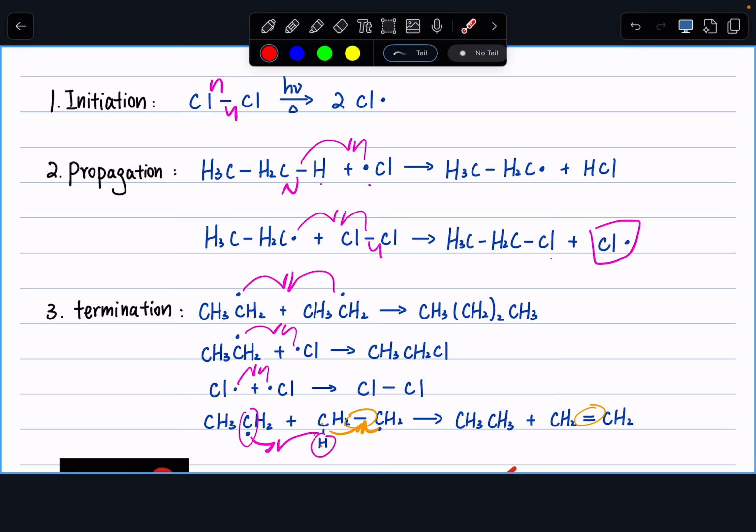So try not to mix these two terms. The selectivity of the overall reaction is related to the selectivity of an elementary step, and we are focusing on one single elementary step to explain the overall selectivity.